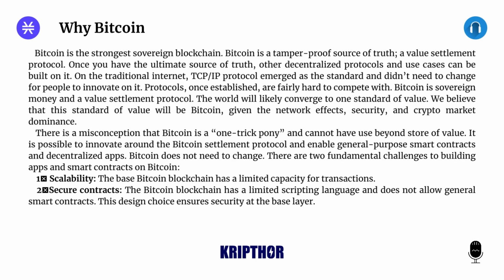Why Bitcoin? Bitcoin is the strongest sovereign blockchain. Bitcoin is a tamper-proof source of truth, a value settlement protocol. Once you have the ultimate source of truth, other decentralized protocols and use cases can be built on it. On the traditional internet, the TCP/IP protocol emerged as the standard and didn't need to change for people to innovate on it. Protocols, once established, are fairly hard to compete with. Bitcoin is sovereign money and a value settlement protocol. The world will likely converge to one standard of value. We believe that this standard of value will be Bitcoin, given the network effects, security, and crypto market dominance.